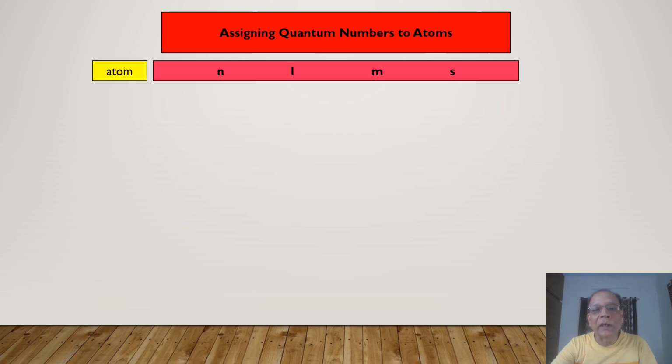Assigning quantum numbers to atoms. So we keep the atom here along with its atomic number, because atomic number gives us the number of electrons also. Atomic number is the number of protons, and in a neutral atom, the number of protons and number of electrons are equal. So atomic number gives us the number of electrons present in an atom. And then we have N, L, M, and S. Let us see. Hydrogen, which has only one electron, will have N value 1 because it is going into the first shell.